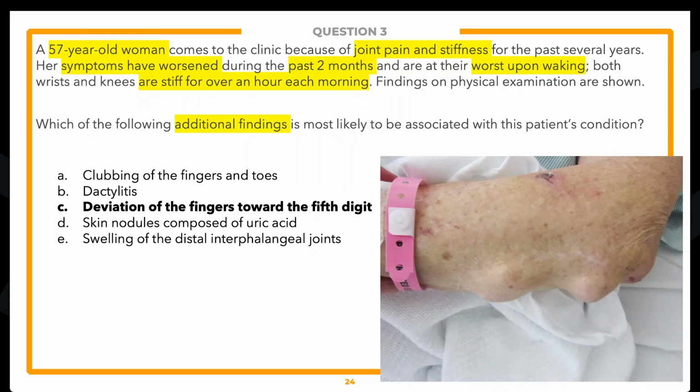Now, let's look at the options. Let's figure out what's going on here. I know a lot of you picked C, but what do they mean by deviation of the fingers towards the fifth digit? That's very important, right? That's a very classic finding. I always think about what's the fifth digit? The pinky. So everything's aiming towards the pinky. Ulnar deviation is the other word that they'll sometimes use. So you're pointing towards the pinky.